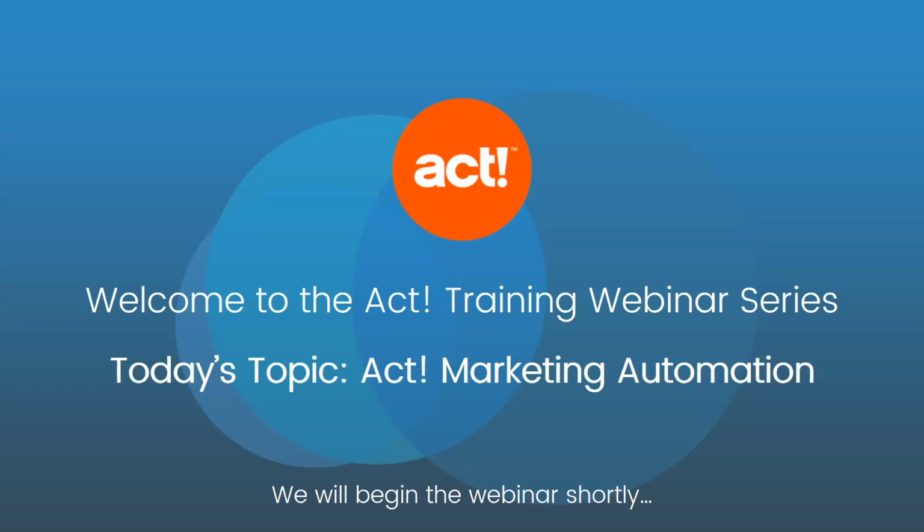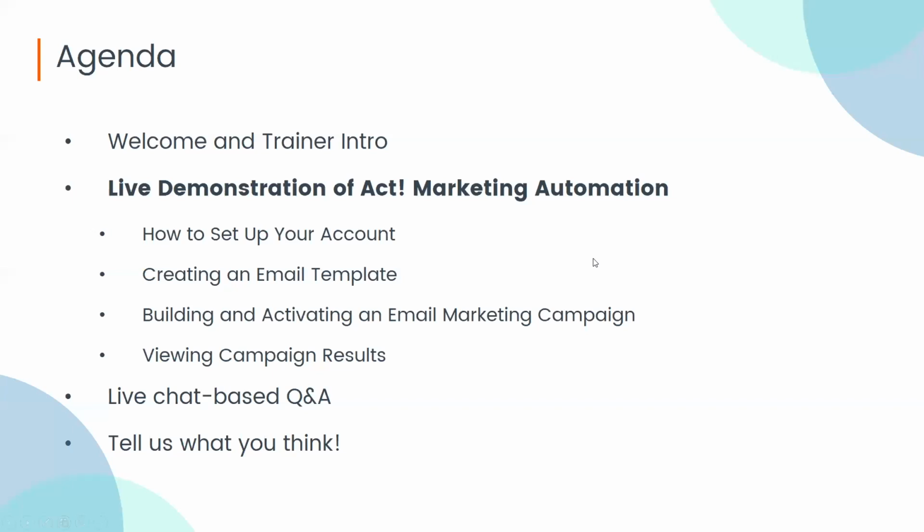Again, this is something we're trying to do every month for ACT subscribers, just to give you a little bit more education, familiarity, and comfort with the product so that you can have the most possible success with it. Today, we're going to talk about ACT marketing automation. And specifically, we're going to talk about the lowest tier, the tier that comes included with ACT.